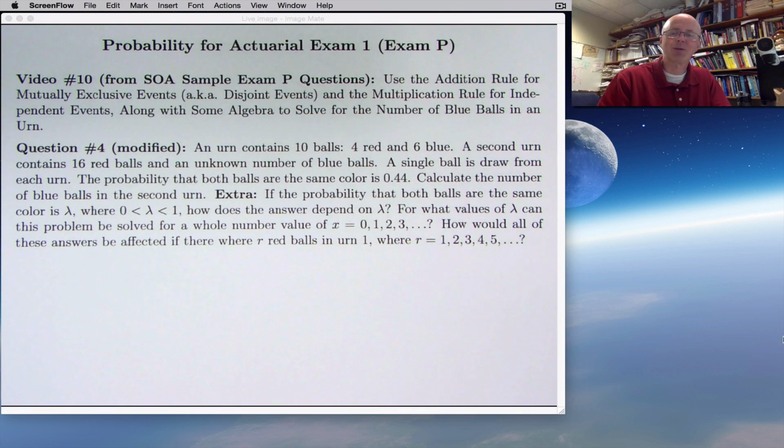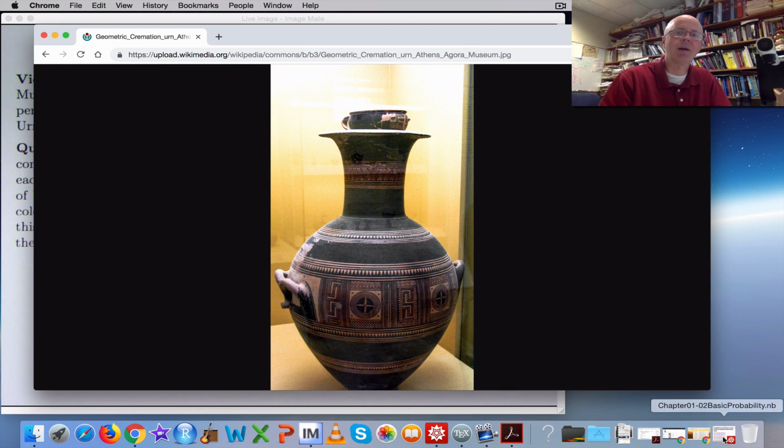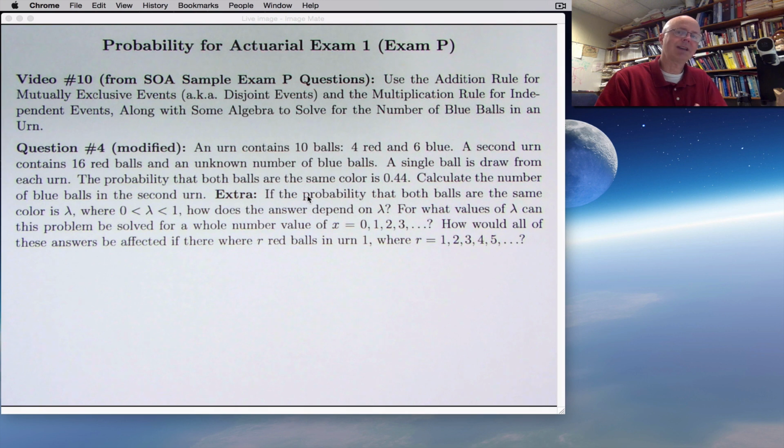If you don't happen to remember what an urn is, here's what one looks like. They're typically metal or ceramic, and typically they contain people's ashes, but in this case we're going to be thinking about red and blue balls and thinking about probabilities.